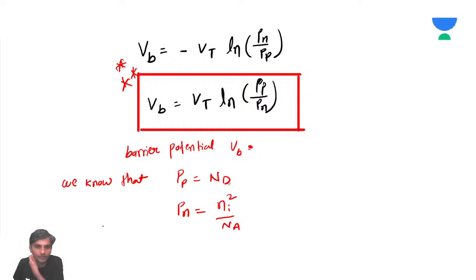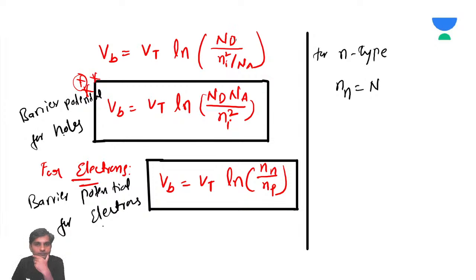Here a small mistake happened. You did not tell me. This is Na. This is Nd. This is Na. This is Nd. Of course, the final answer is same. Final answer is same, but we should have the clarity, right?